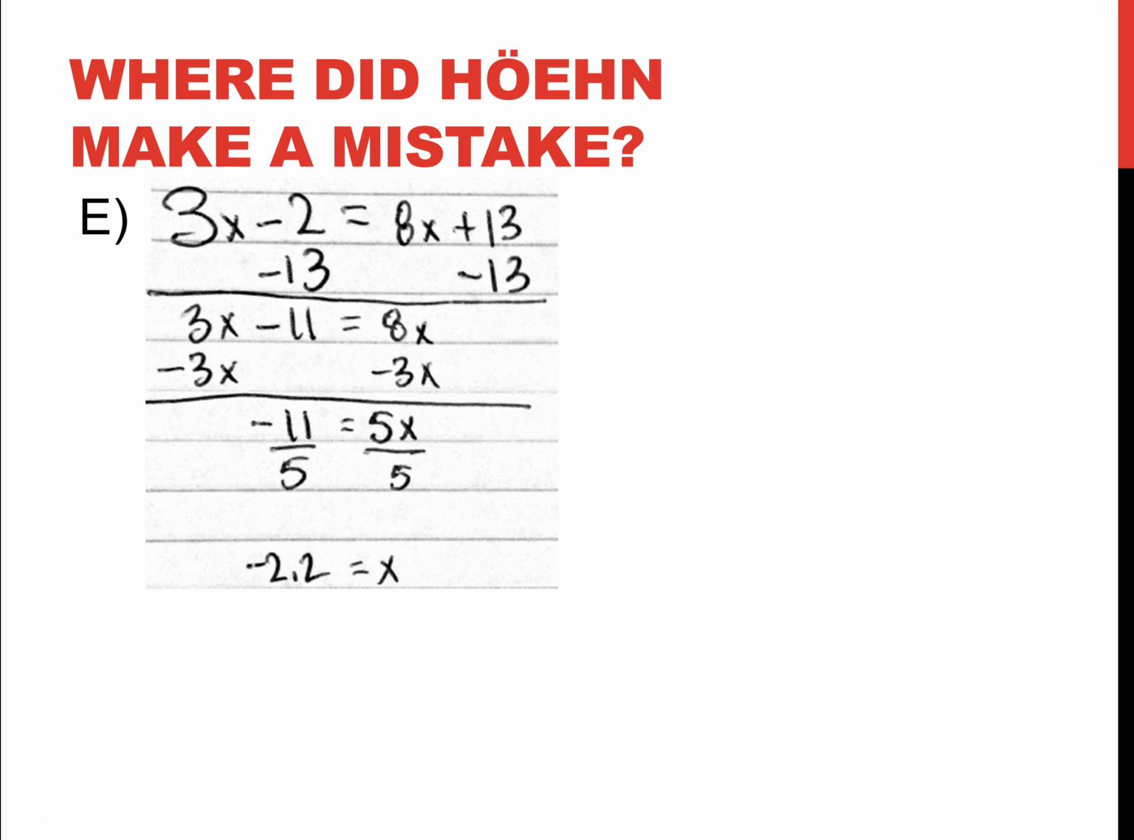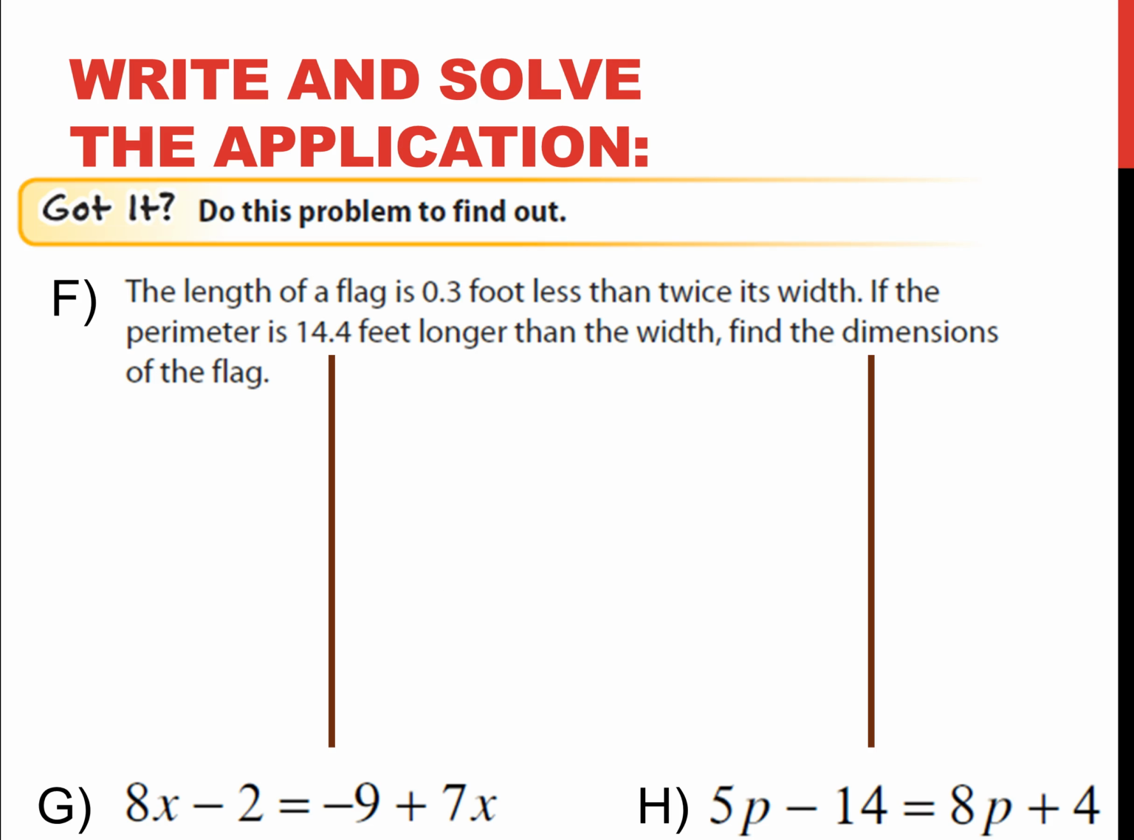And we're back. Yes, negative 2 minus 13 is not negative 11. In fact, negative 2 minus 13 should be negative 15. So in my last step of work, I should have 5x divided by 5 equals negative 15 divided by 5. Negative 15 divided by 5 is negative 3. I was wrong. But that's the game. Where did HÖEHN make a mistake? So let's keep on going.